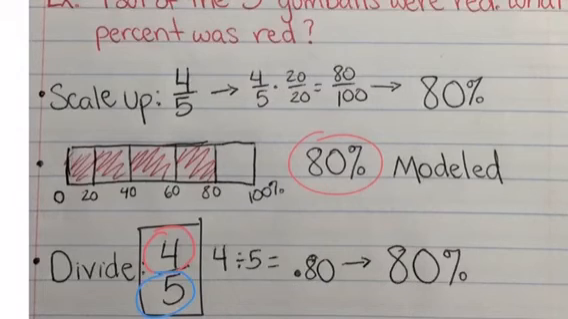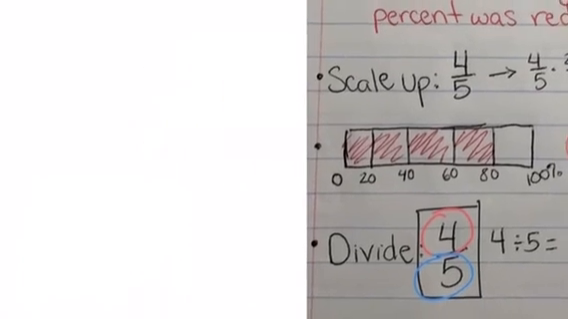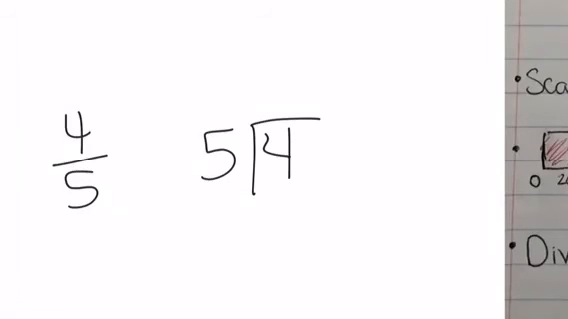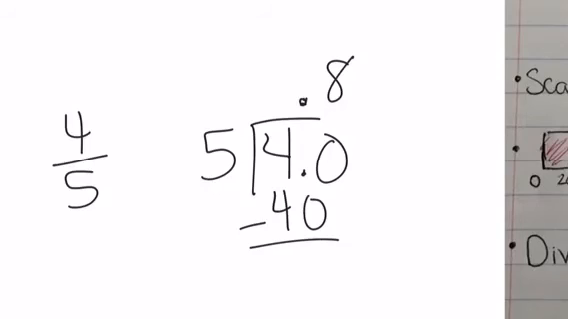If you don't believe me that 4 divided by 5 is 0.8, then we'll make some room out here and do it like that. So 4 divided by 5, which means the 4 goes inside the house, 5 goes outside the house. How many times does 5 go into 4? It doesn't, so we add ourselves a decimal and a 0, bring our decimal up. How many times does 5 go into 40? 8 times. 8 times 5 is 40. Remainder 0. So we have 0.8.